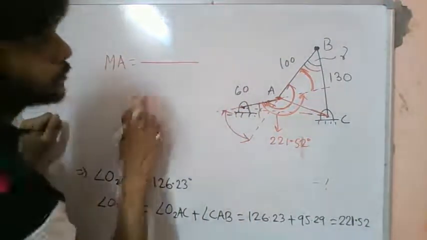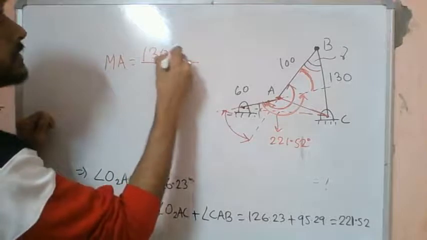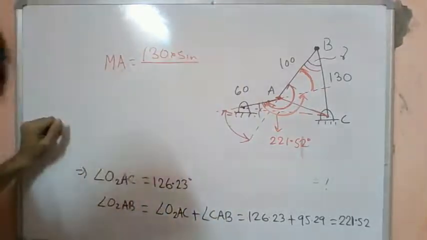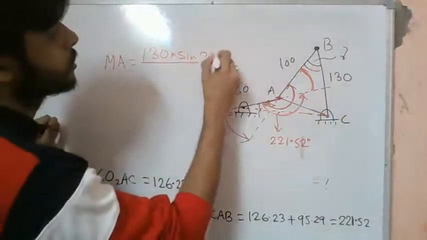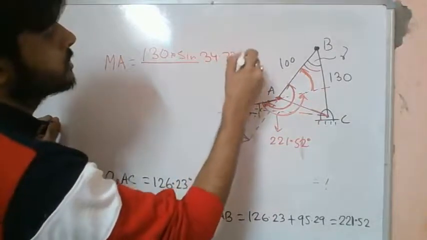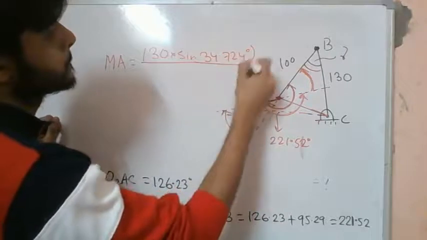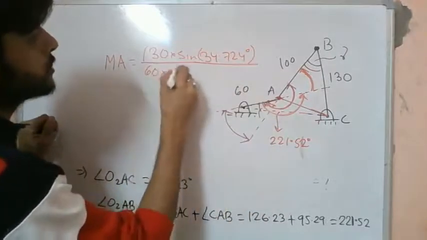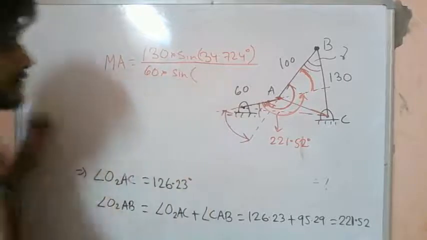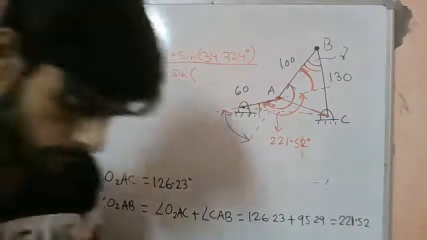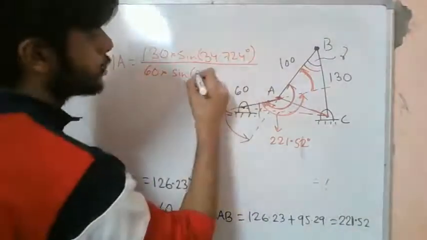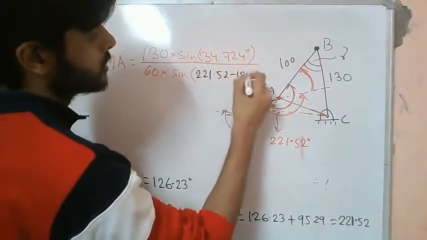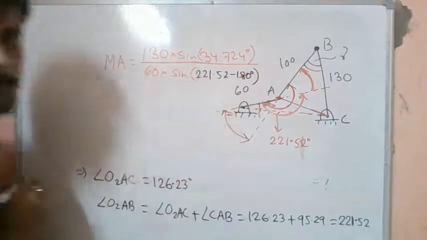Output is 130 length times sine gamma, sine of gamma we have found out as 34.724 degrees, times input length 60 multiplied with sine of, this is important, 221.52 minus 180 degrees, because 221 is the complete length. Okay, so this is our mechanical advantage.